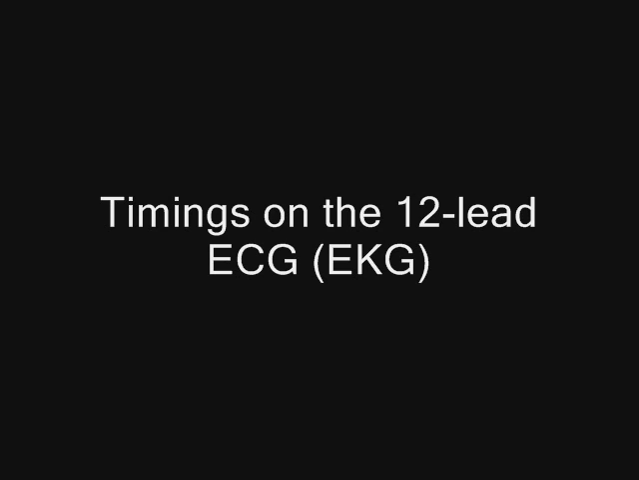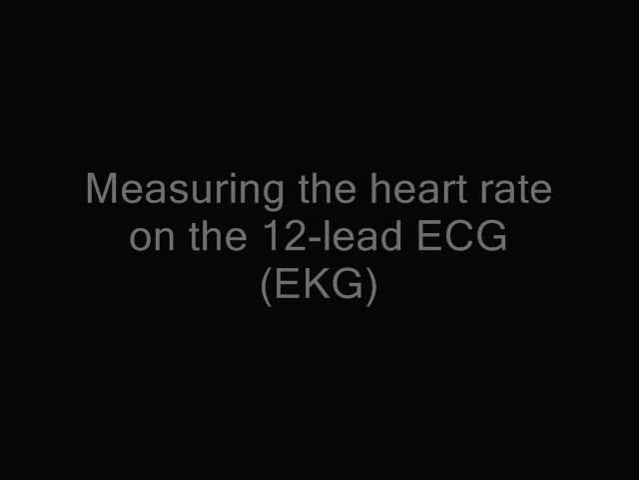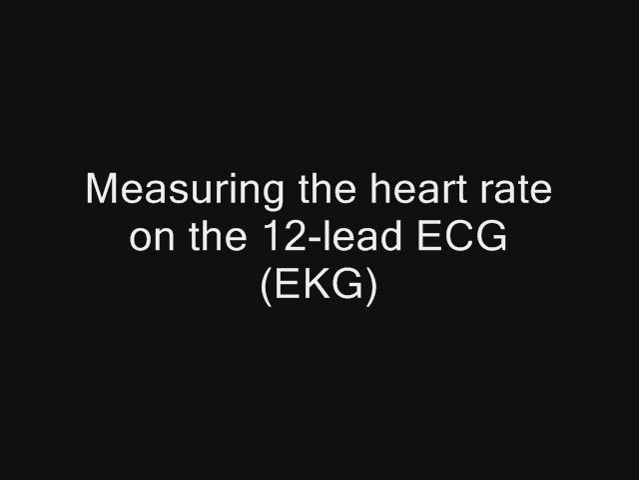Let's look now at 3 important timings on the 12-lead ECG. There are many others, but I think the important ones, certainly for basic interpretation, are the heart rate, of course, the PR interval, and the QRS complex. If you want to know the heart rate, we'll take the patient's pulse, of course, and usually the heart rate is also printed on your 12 lead.